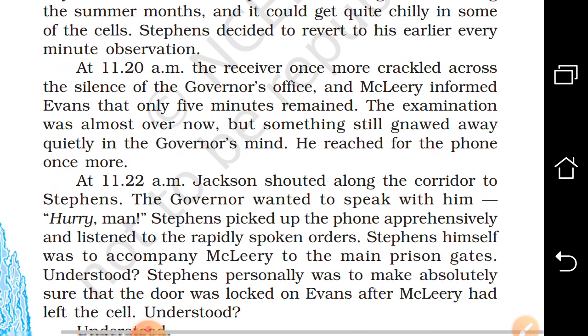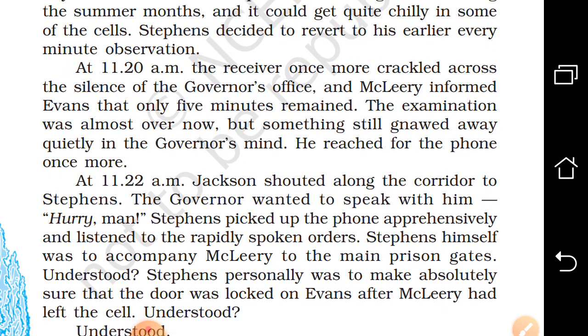At 11:22 a.m., Jackson shouted along the corridor to Stephen. The governor wanted to speak with him. Hurry, man. Stephen picked up the phone apprehensively and listened to the rapidly spoken orders. Stephen himself was to accompany McCleary to the main prison gate. Understood? Stephen personally was to make absolutely sure that the door was locked on Evans after McCleary had left the cell. Understood?